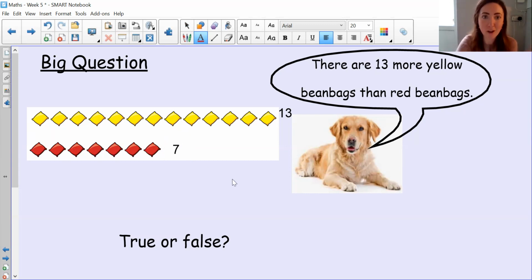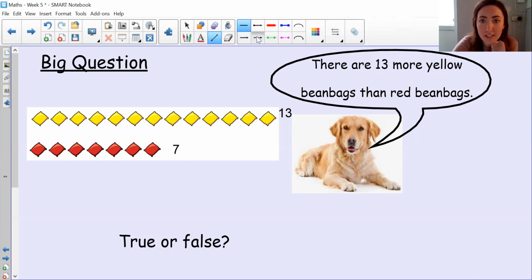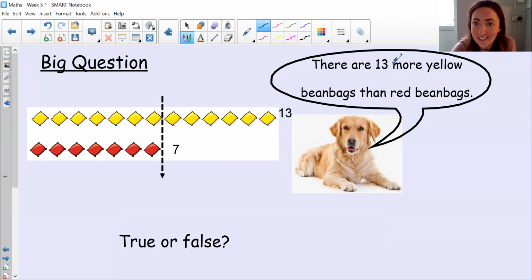Now we can see they're all nice and lined up, can't we? So we could use the same method we've used before. Make a line down here. We know that that's 7 yellow bean bags because they're lined up with the red bean bags. And the extra bean bags is how many more there are. So how many extra? 1, 2, 3, 4, 5, 6. So there are 6 more yellow bean bags. Stevie said there are 13 more yellow bean bags than red bean bags. Sorry, Stevie, that is false. There are actually 6 more yellow bean bags than red bean bags. Well done if you got that one.